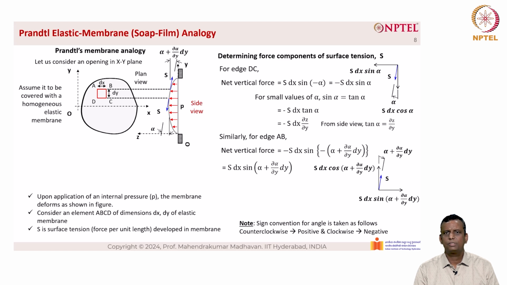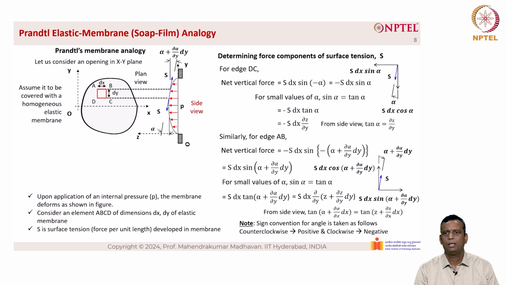Net vertical force is equal to S into dx into sine of alpha plus ∂alpha/∂y into dy. So for small values of alpha, again sin alpha equals tan alpha. This becomes S into dx into tan of alpha plus ∂alpha/∂y into dy. From the side view, we have tan of alpha plus ∂alpha/∂y into dy is equal to tan of z plus ∂z/∂y into dy. So this becomes the net vertical force equal to S into dx into ∂/∂y of z plus ∂z/∂y into dy.